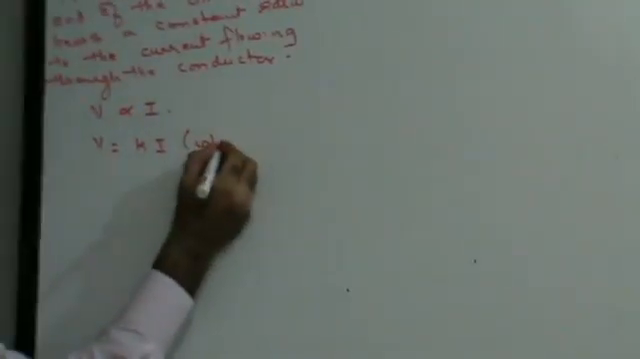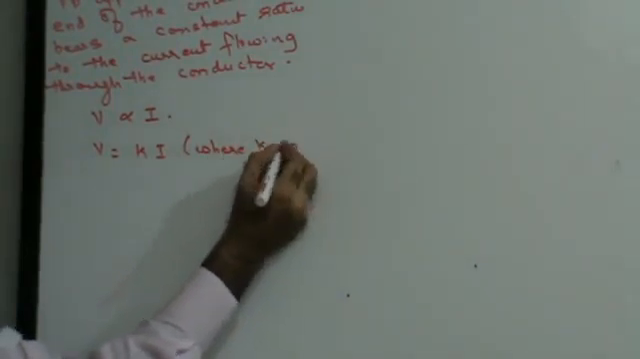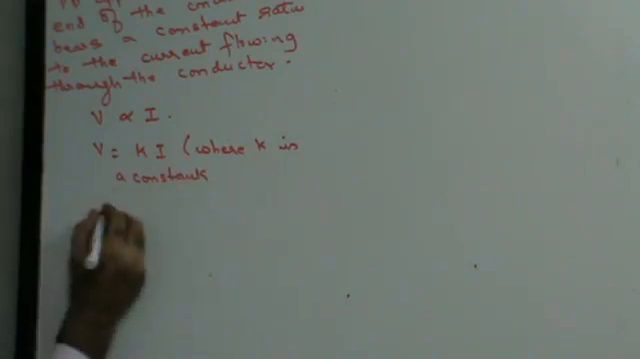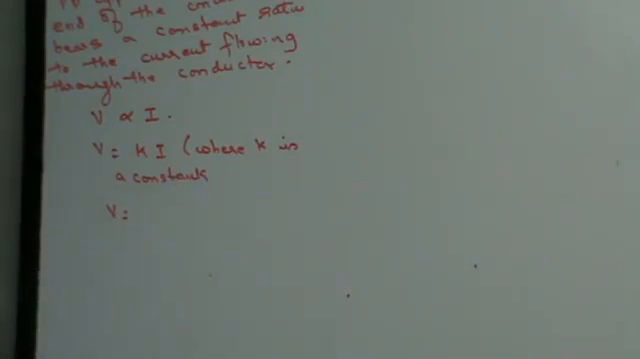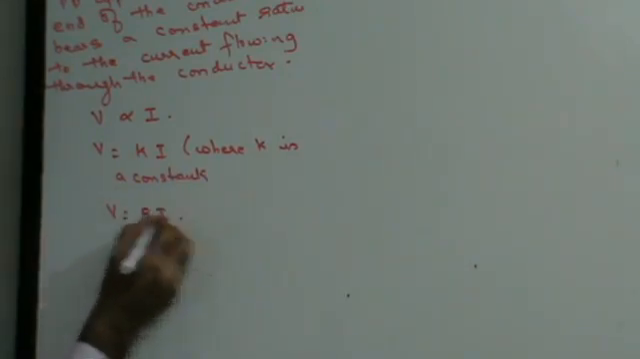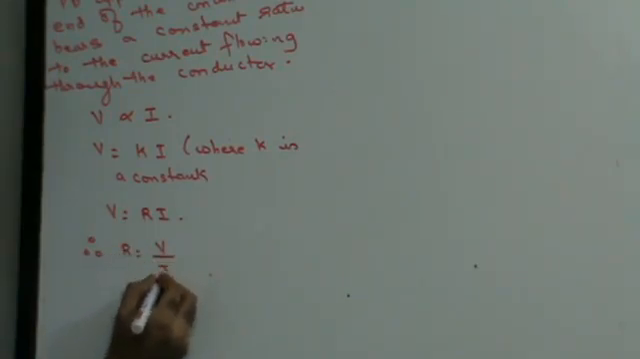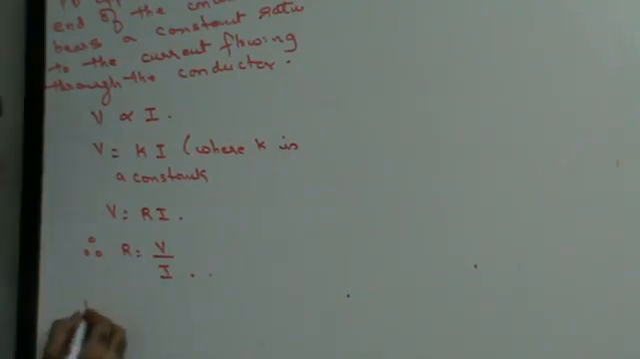V is equal to K i, where K is a constant. Right? Since it is a constant, I can give it any name. I will call it R. Therefore, I can say R is equal to V upon I, where R is called resistance.